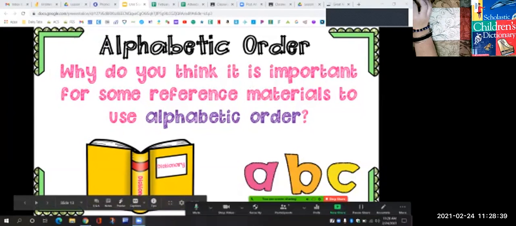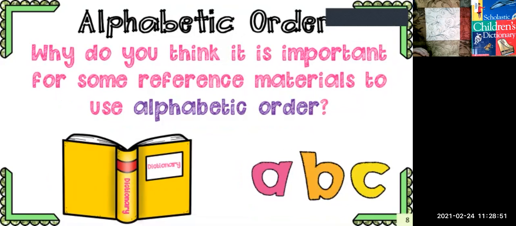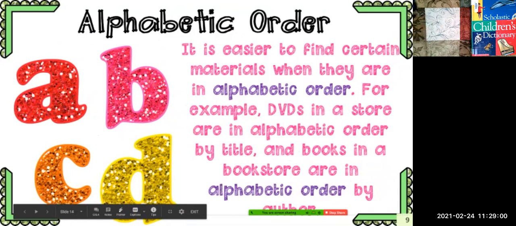Why do you think that is like that? Why do you think it's important for reference materials like a dictionary or encyclopedia or an atlas? Why do they need to be in alphabetical order? What do you think? So it makes it easier to find certain materials when they are in alphabetical order.